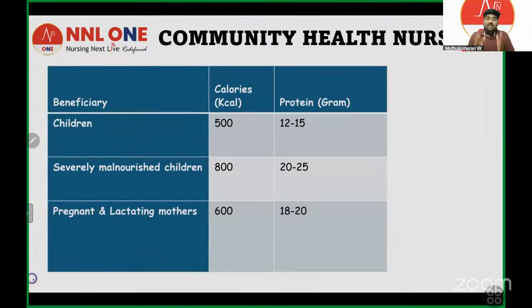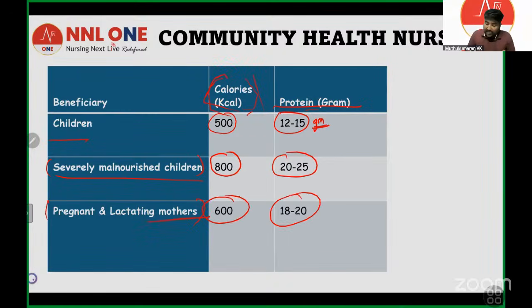This is an important thing: total calorie requirement is very important for all of you. Total calorie requirement for children is 500. What is the protein requirement here? 12 to 15 gram. Coming on to the severely malnourished children, here it is 800 kilocalories and 20 to 25 grams of protein per day. And for pregnant and lactating mothers it is 600 calories and 18 to 20 gram.